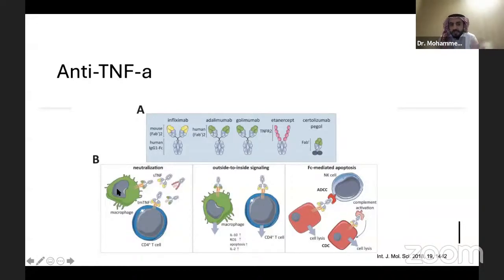They have three different functions. One is neutralization of soluble TNF, or competitively inhibiting the interaction of TNF with the TNF receptors. They have what they call reverse signaling, which helps reduce inflammation and increase IL-10, and also helps decrease Th1 polarization. And the last one is apoptosis of cells deemed unrepairable by the NK cell pathway.